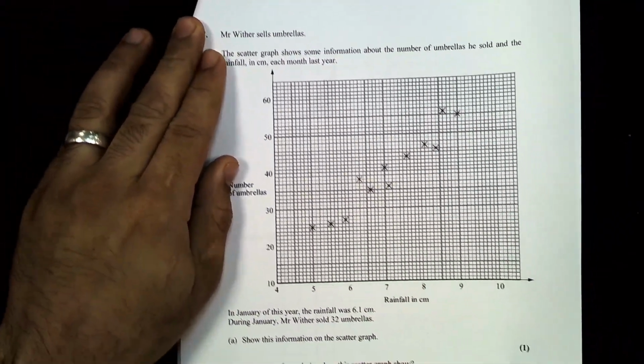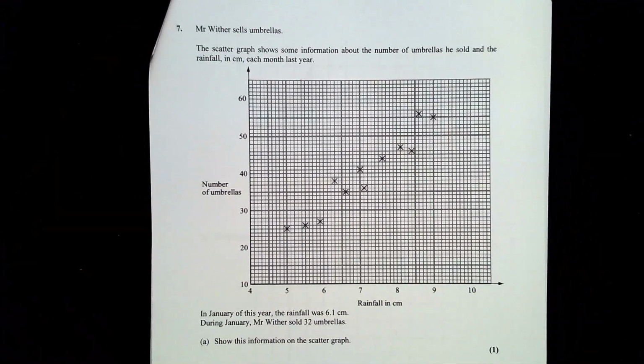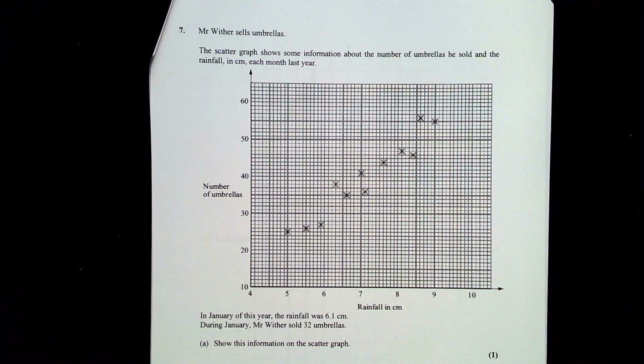Question 7. Mr. Wither sells umbrellas. The scatter graph shows some information about the number of umbrellas he sold and the rainfall in centimetres each month last year. In January this year, the rainfall was 6.1 centimetres. During January, he sold 32 umbrellas. Show the information on a scatter graph. So what I've really got to do is go to 6.1, go to 32 and put a cross.